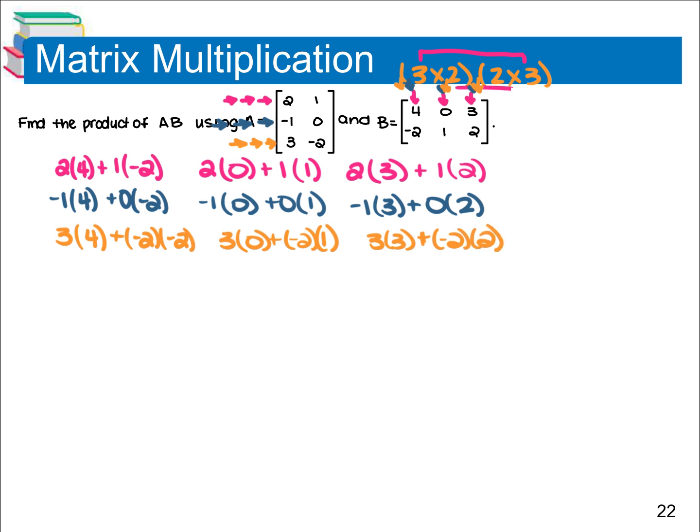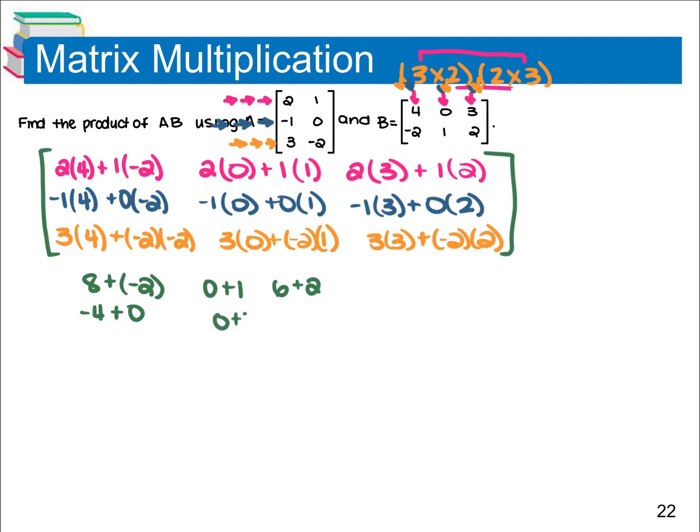If we simplify here, this is going to give us 2 times 4, which is 8, plus 1 times negative 2 is negative 2. 2 times 0 is 0. 1 times 1 is 1, so that's 0 plus 1. 2 times 3 is 6, plus 1 times 2 is 2. Negative 1 times 4 is negative 4, plus 0 times 2 is 0. Negative 1 times 0 is 0, and 0 times 1 is 0. Then you have negative 1 times 3, which is negative 3, plus 0 times 2, which is 0.